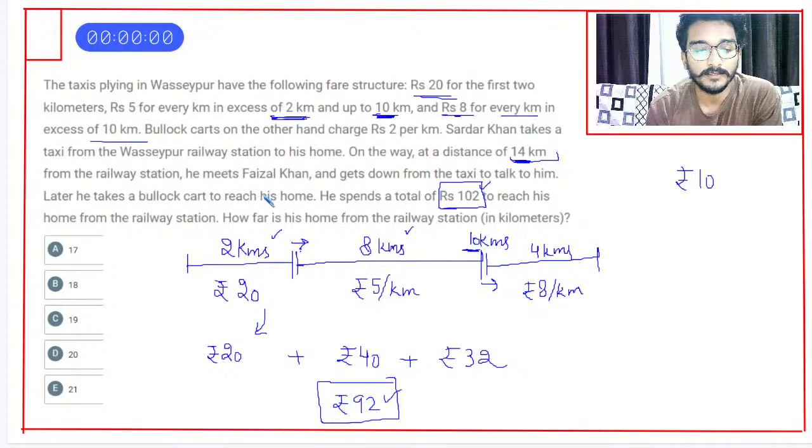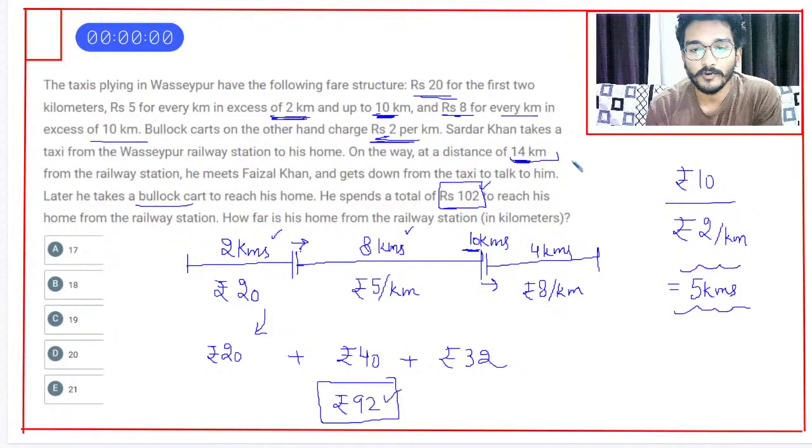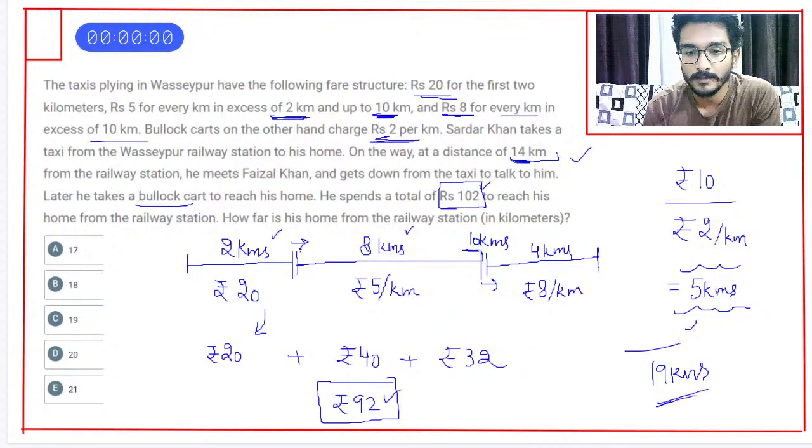And we have covered this. We have 10 rupees and we have taken a bullock cart. And the bullock cart is charging 2 rupees per kilometer. So how many kilometers did we go? 5 kilometers in that case. So in total, 14 plus 5, 19 kilometers is our answer. So this is the distance between his home and the railway station.